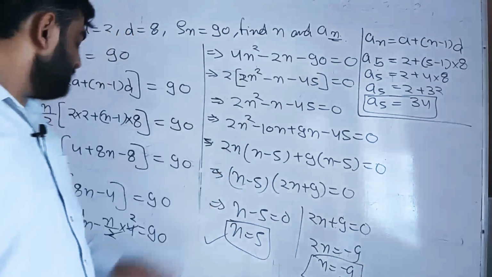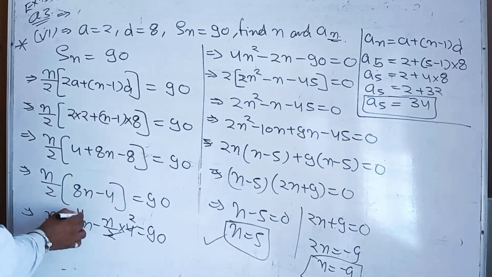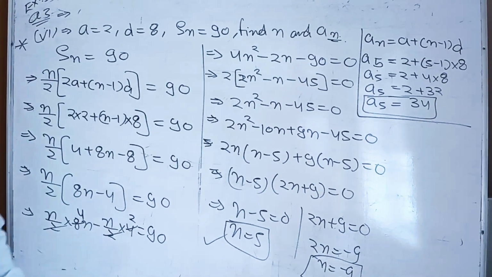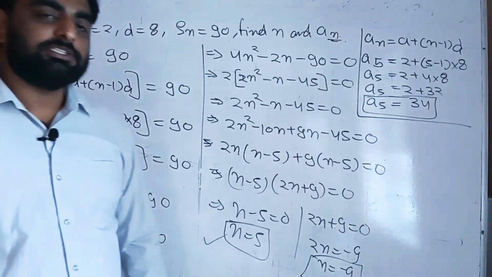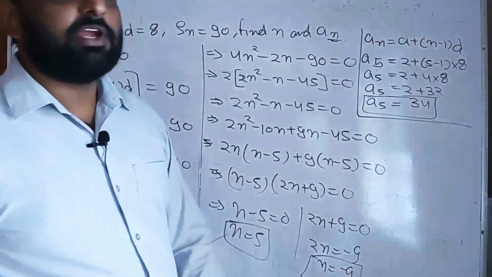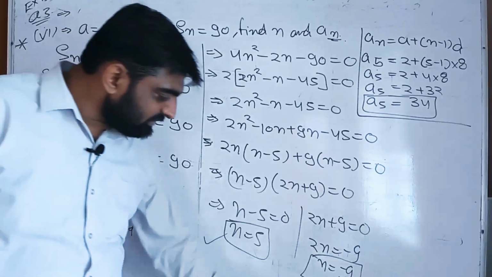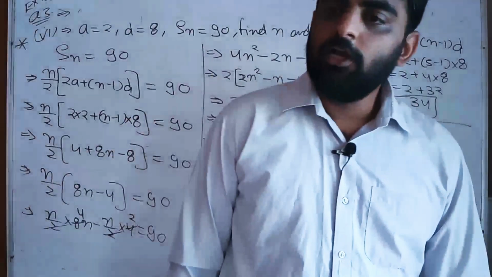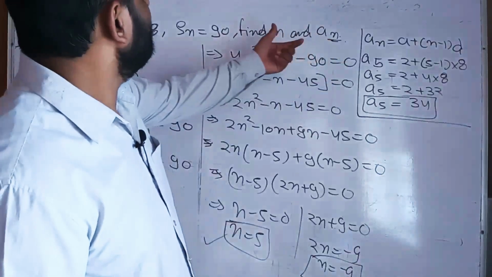The quadratic equation formed there is 4n² − 2n = 90. This 2 is common, so split it out: −10n + 9n. The two values of n are n = 5 and n = −9/2. We can't consider the negative value of n, because n should be positive. So you have to find the value of n.